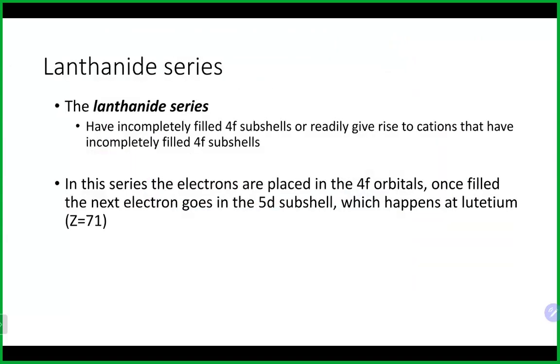The lanthanide series, which is on the bottom there, is where our f's start. Those two rows on the bottom are our f's on the periodic table. And we get either incompletely filled f subshells or cations that have incompletely filled f subshells. Once they're filled, we then go back to the 5d. So again, understanding that zigzag is really important as well.